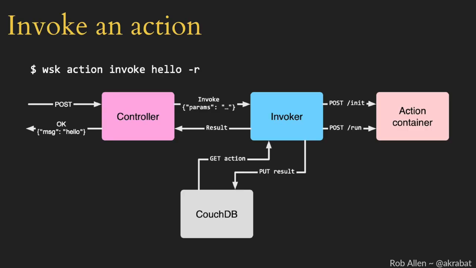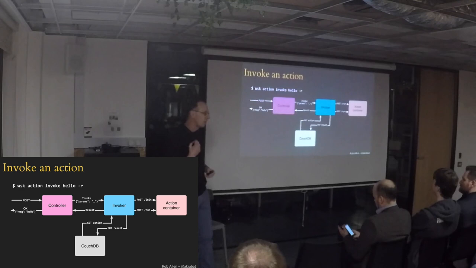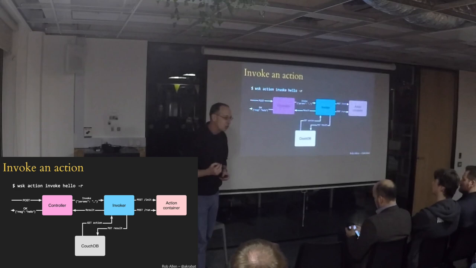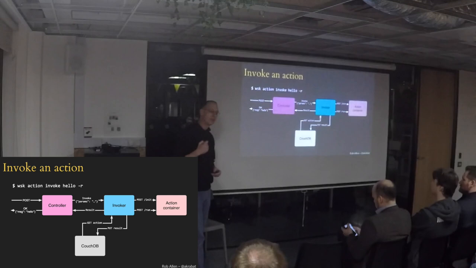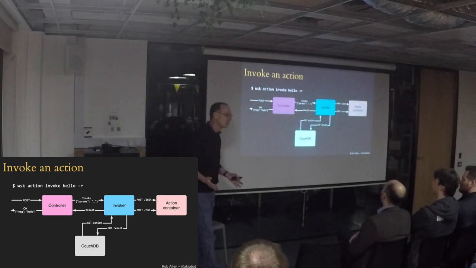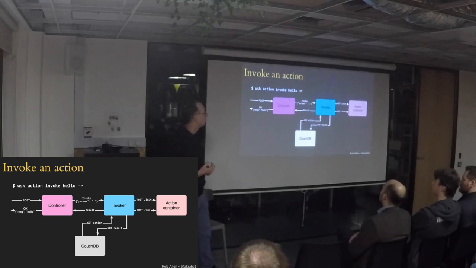When you invoke it, a bit more stuff happens. Again, we have the post to the controller. The controller will then go via the queue system to the invoker. The invoker will retrieve your source code out of CouchDB, fire up a Docker container, put the code into the Docker container via the init message, and will then execute that code via the run message. Once your code has run, we get the results back. We drop them into CouchDB because you're going to want some logs. And then if you've done a synchronous request, it will send the result back out to the controller and back to the client. So there's a little bit of a flow going on.